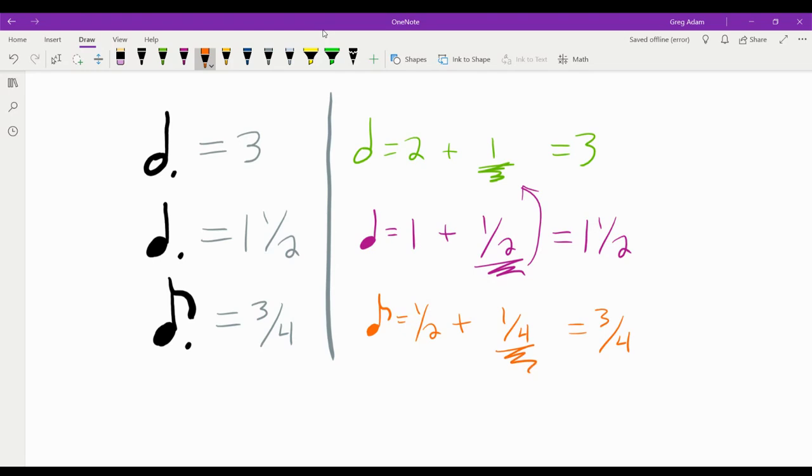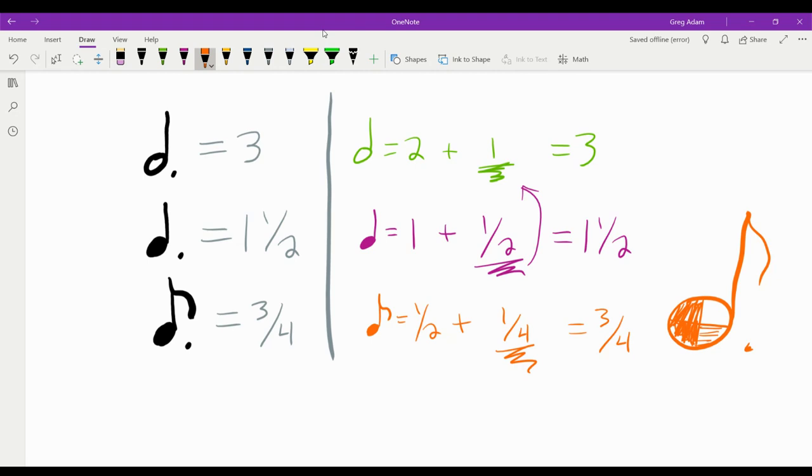Now just to make sure you understand that, we can just use our fraction pizza right here. So if I divide it into 4 parts, 1/2, and of course 1/2 is the same as 2/4, and then we add 1/4, so we get 3/4 of a beat. And so there's your note.